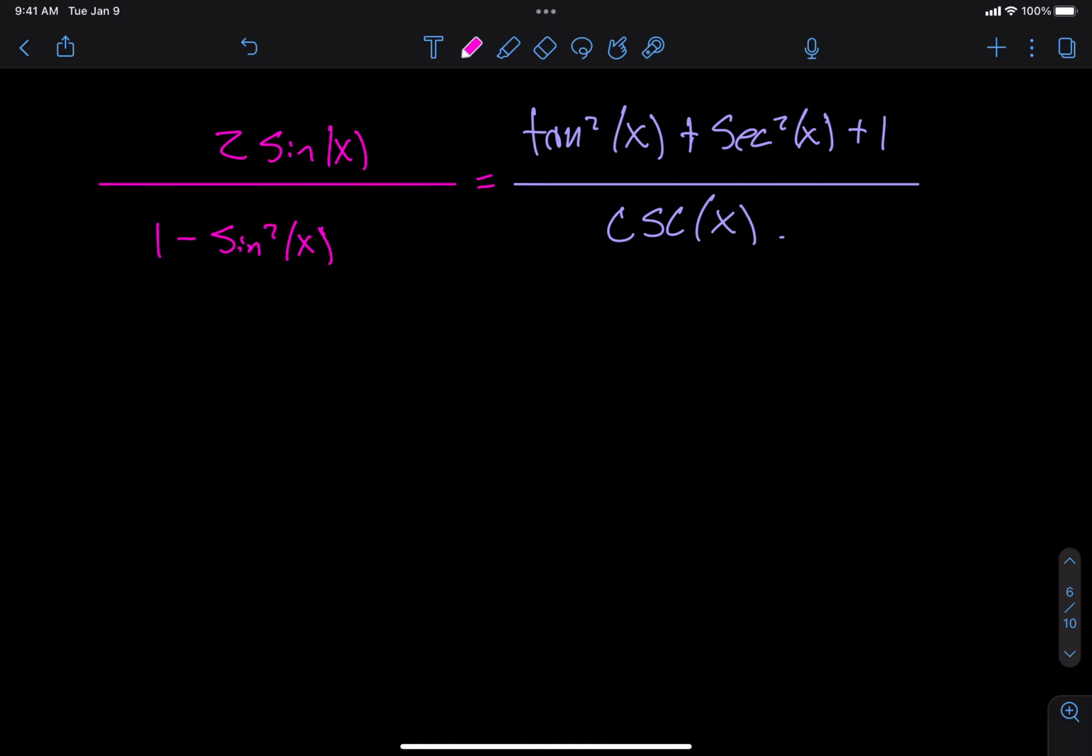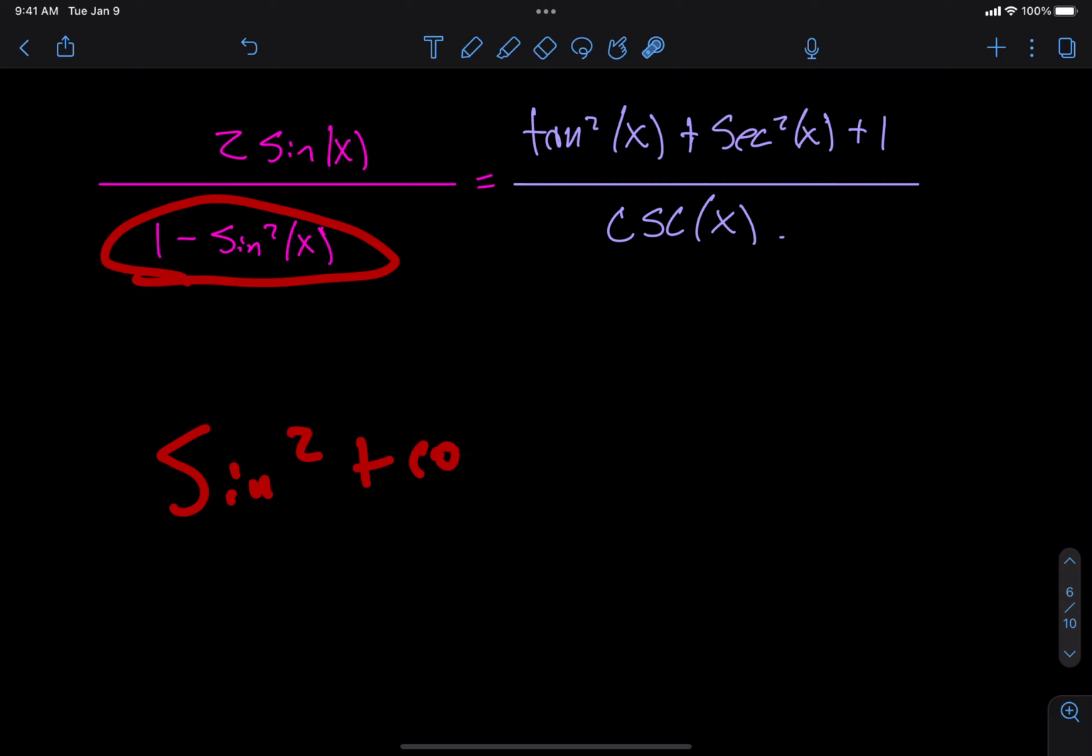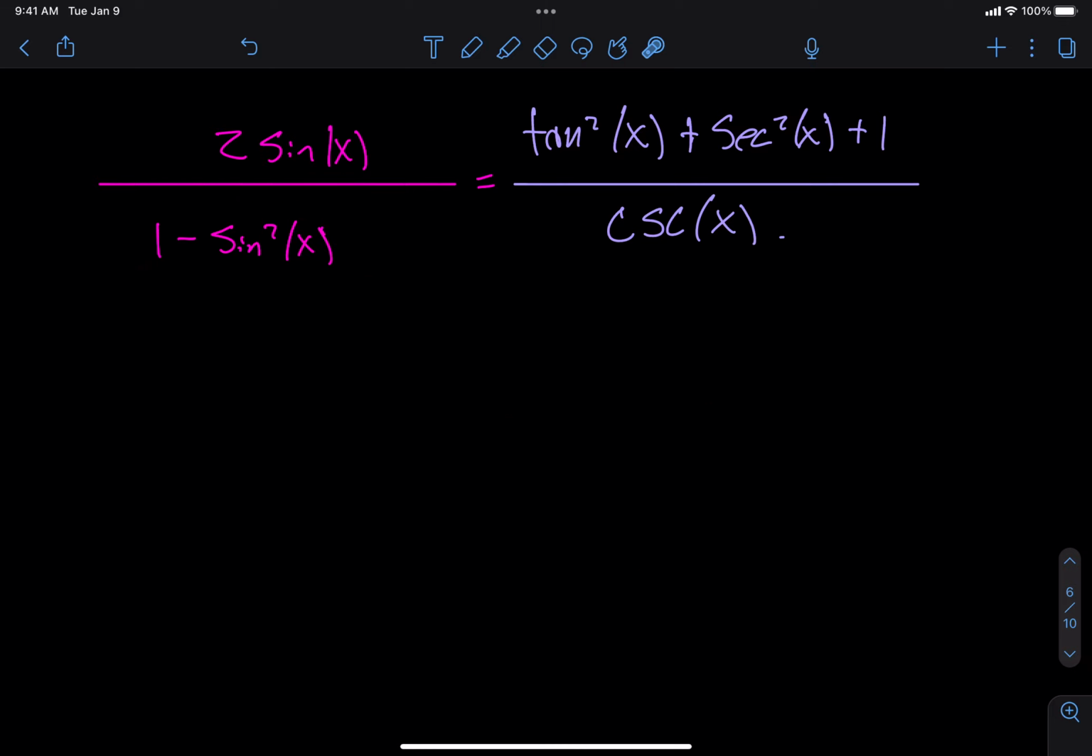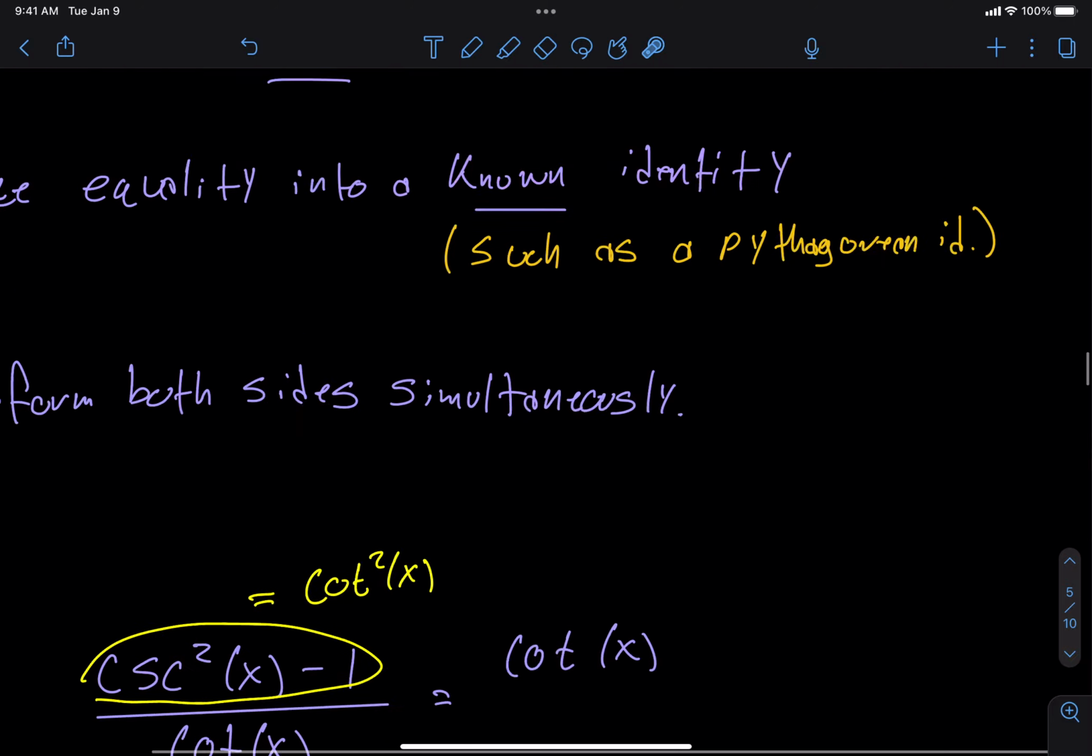Can you use identities on the right side? Yeah, you can use Pythagorean identities on the right side. And in fact, you can use a Pythagorean identity on the left side too. 1 minus sine squared of x, because you have sine squared plus cosine squared equals 1. So if you moved the sine over, you'd have that is equal to cosine squared. I see the clue for me to use Pythagorean identities is I have things like 1 and something squared. You know there's going to be a Pythagorean identity available there. So let's review what they are.